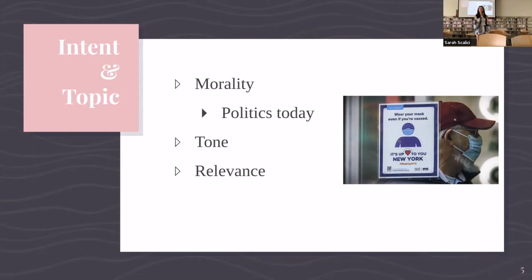Regardless of where you stand on the mask mandate, you have to make sure you're using relevant evidence. So if you're using evidence from 2 years ago, and you're saying, see, this is why we should be wearing masks, the CDC said we shouldn't be wearing masks. That's not relevant to your case, and it won't boost your credibility or your argument.